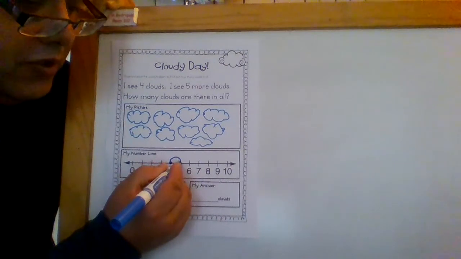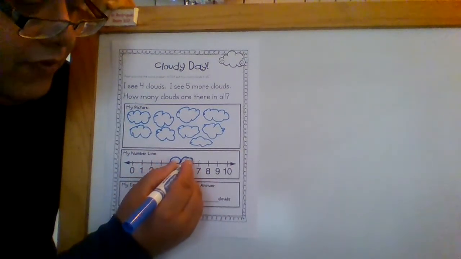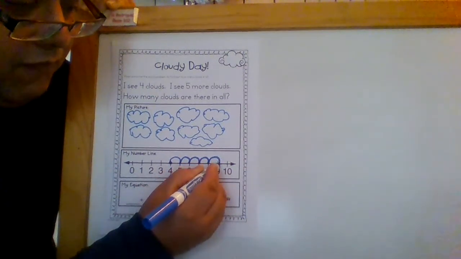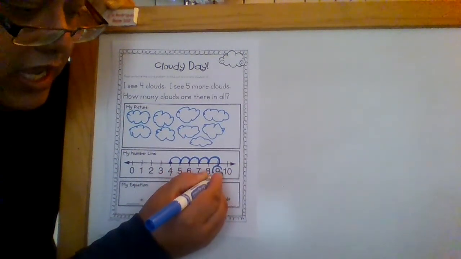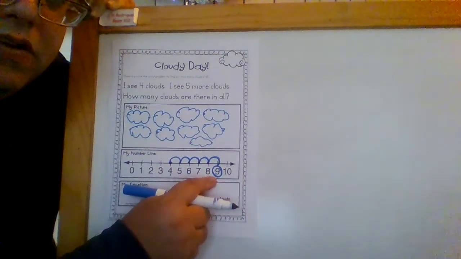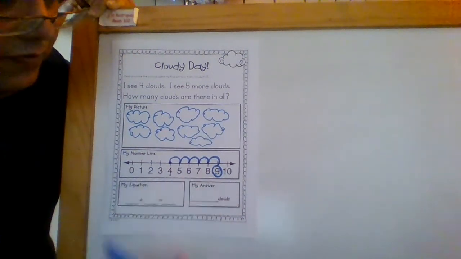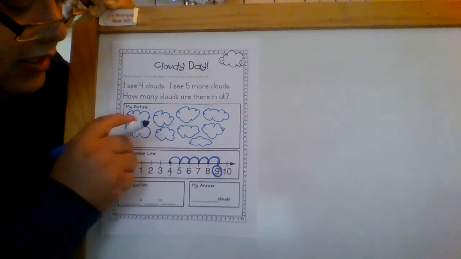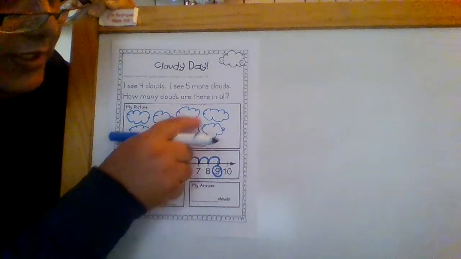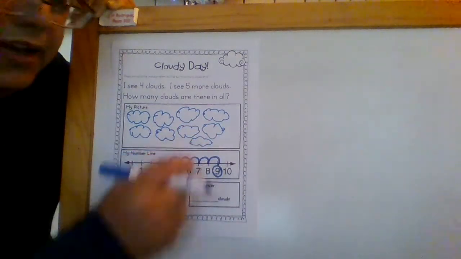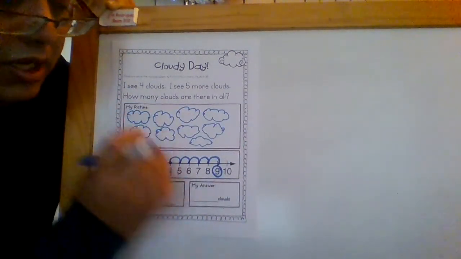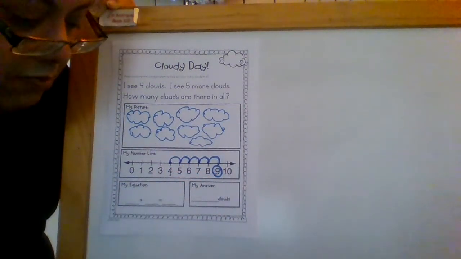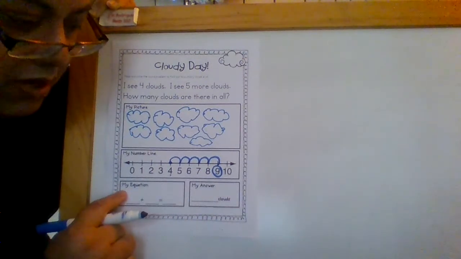1, 2, 3, 4, 5. And I circle the answer. The answer is what? 9. Let's see. 1, 2, 3, 4, 5, 6, 7, 8, 9. So if I have 9 in my drawing and the 9 is my answer, I'm really good at answering my math word problem. Now I have to make my equation.